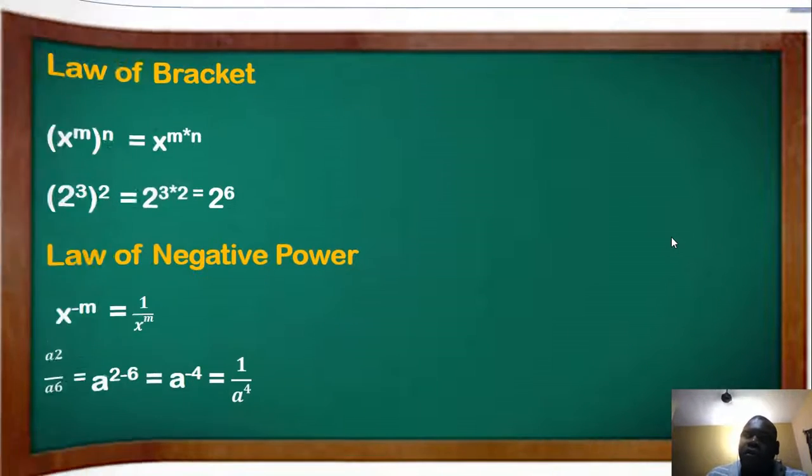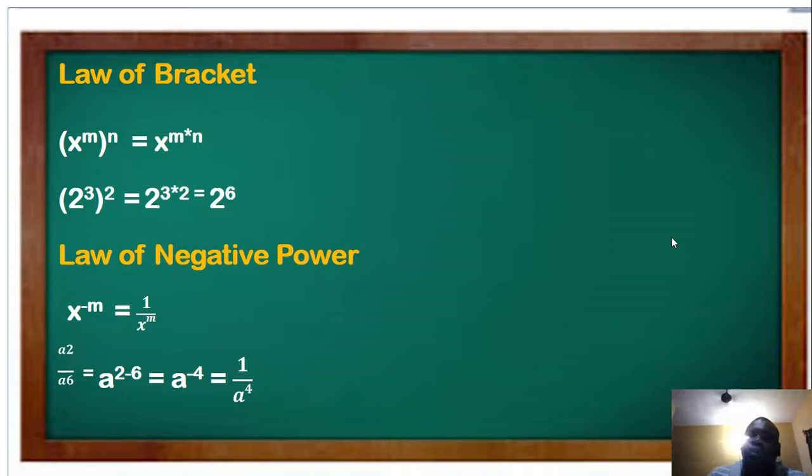We also have the law of brackets. So for example, x open bracket x raised to power m close bracket n is equal to x raised to power m times n. X raised to power m times n.